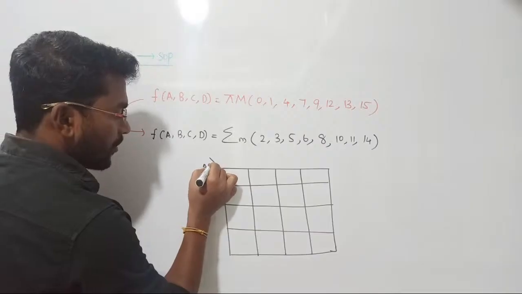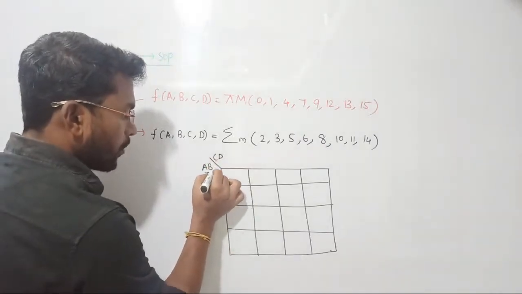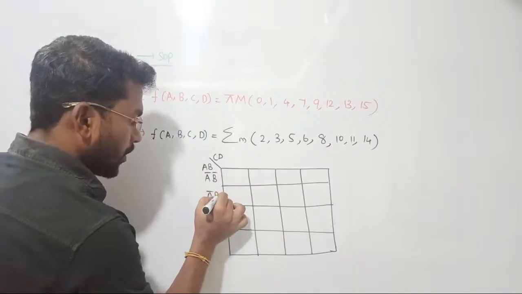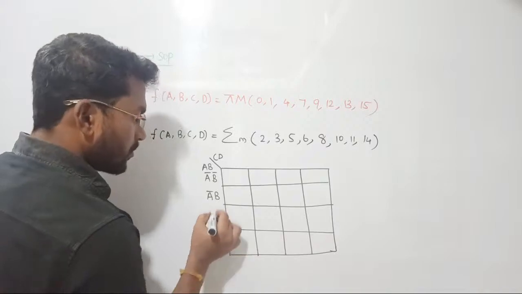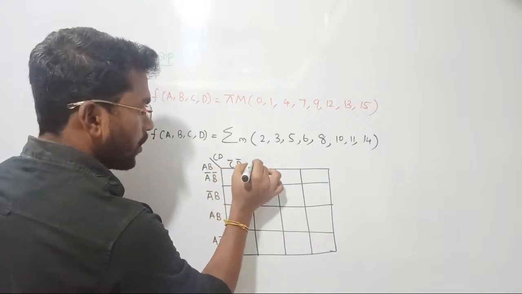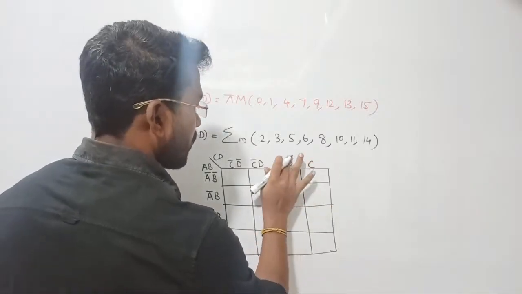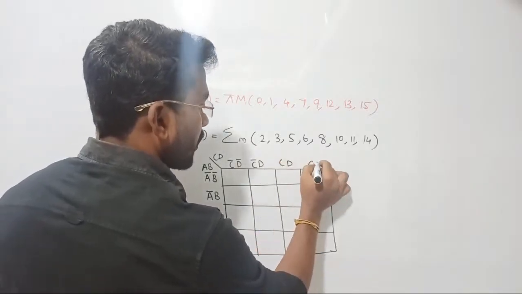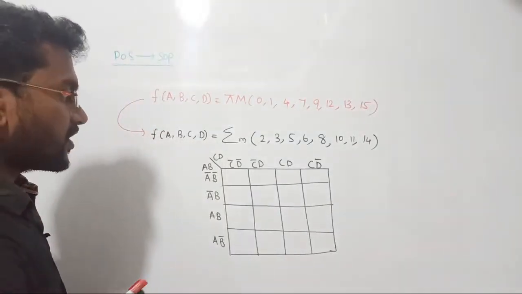So let me consider AB here. Let us consider CD here, such that it is going to be A bar B bar. This is going to be A bar B. And here we have to consider AB. Here it is going to be A B bar. Similarly, here we are going to consider C bar D bar, C bar D, CD, and here C D bar. Clear? So let us register the variables first.